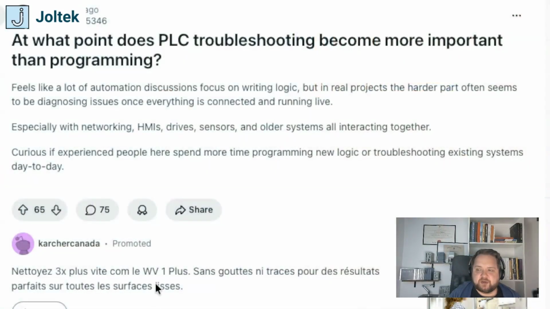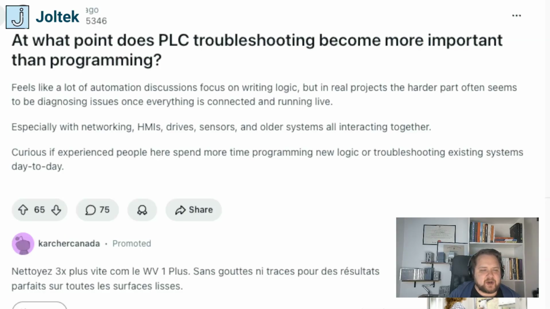All right, so we have a very interesting next question. As all of you probably know, I run both Joltek as well as Solus PLC, and some of the most requested content that we've always had is PLC troubleshooting. And of course, everyone's trying to understand, should I be focused more on designing new systems or troubleshooting existing ones? So here we have a question from the user by the name of Ranger New 5346. And he says, at what point does PLC troubleshooting become more important than programming?